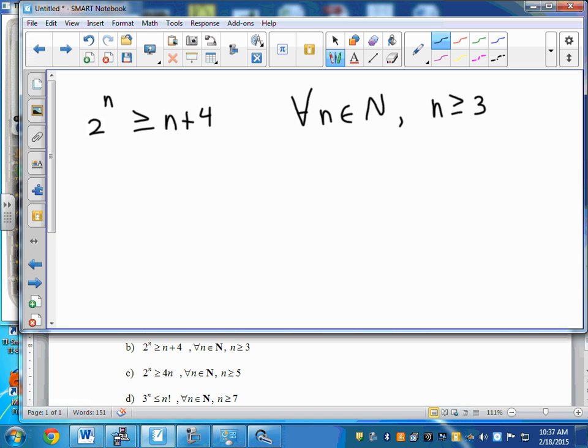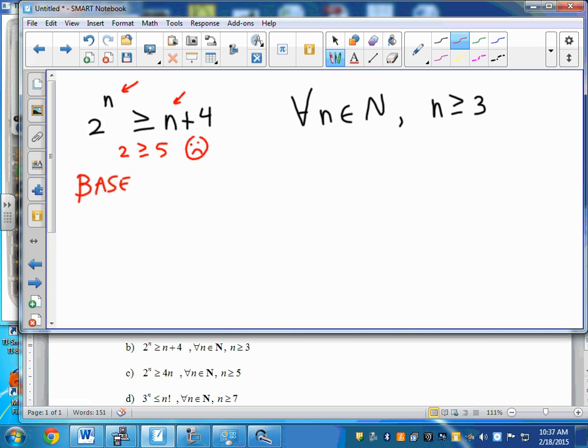So our base case, the first domino if you want, is not to show true for n equal to 1. In fact, it's not true for n equal to 1. If you put 1 there and 1 there, you would get 2 is greater than or equal to 5, and that's not true.